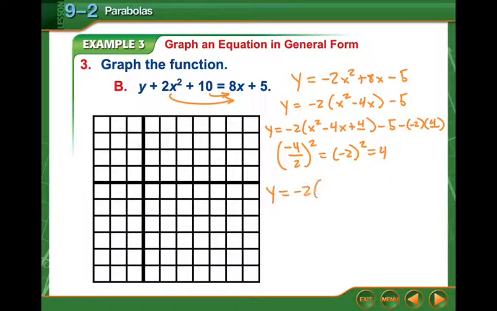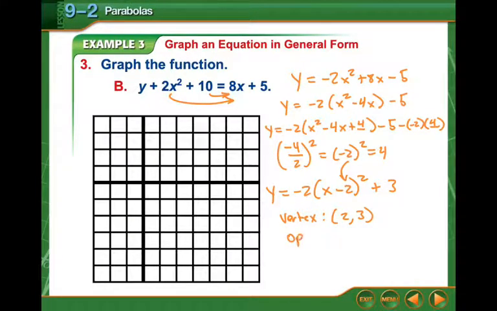So y is equal to -2 times x minus 2 squared. And so the outside, -2 times 4 is -8. -8 is +8. -5 plus 8 is 3. So again, we know it's being stretched now by a factor of 2. So when we go up, we have to go up 2 times what we would normally. It's opening down, actually, so going the other way. And then our vertex is at 2, 3.